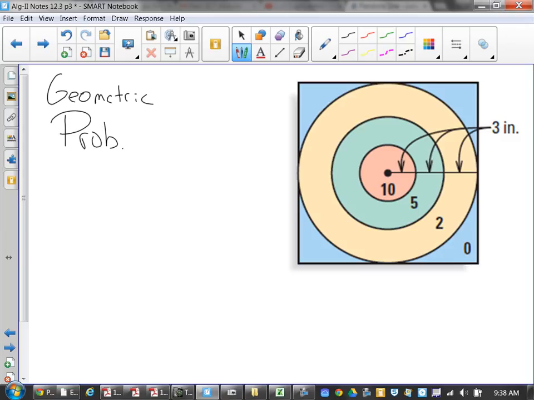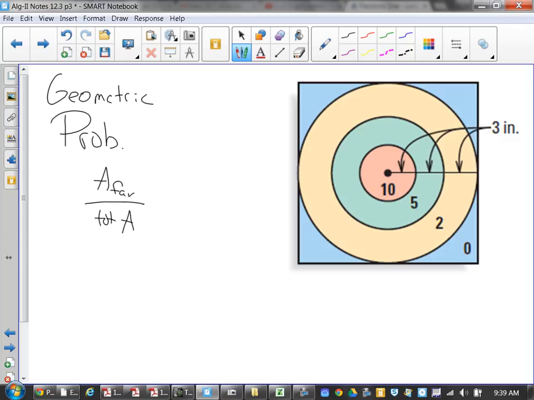Notice how it says 10, 5, 2, and 0? So I want to know what's the probability of getting 5 points, which means I need to find the probability of that greenish circle. When we talked about that yesterday, when we're dealing with geometric probability, it's still going to wind up being the area of the favorable region divided by the total area.